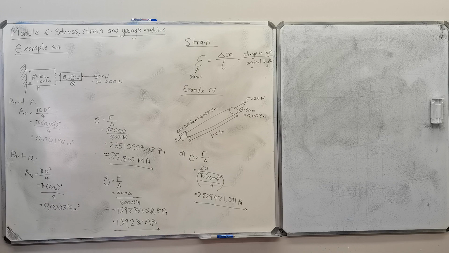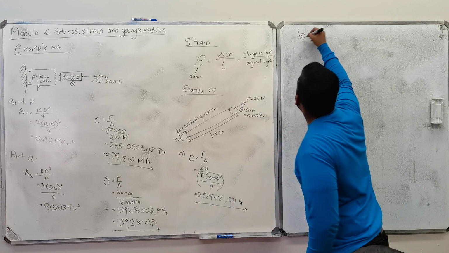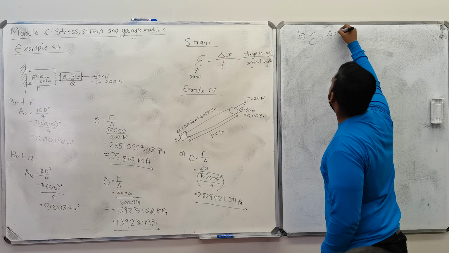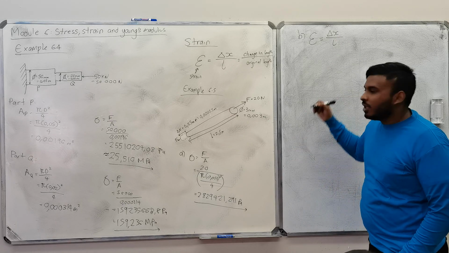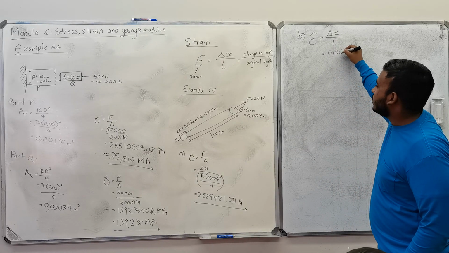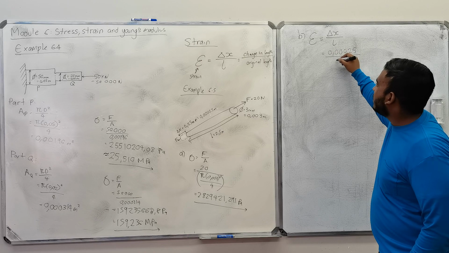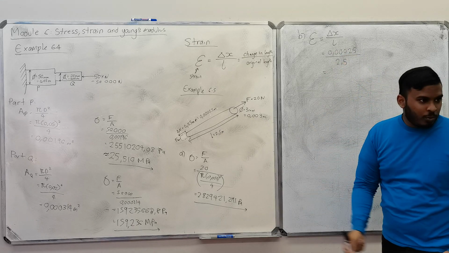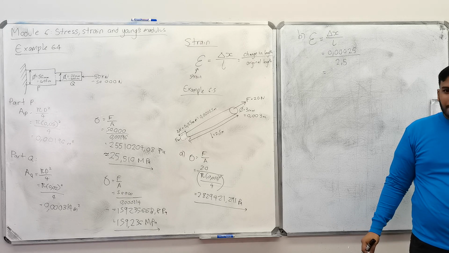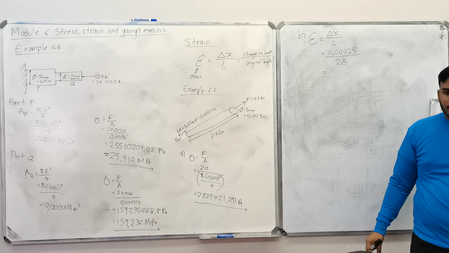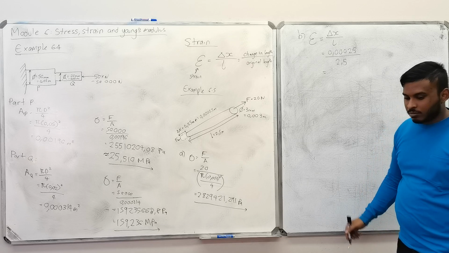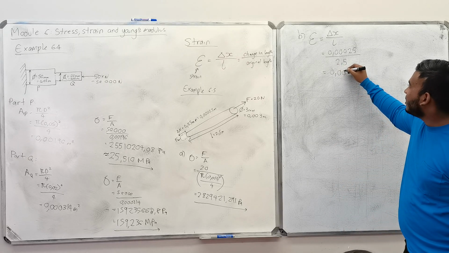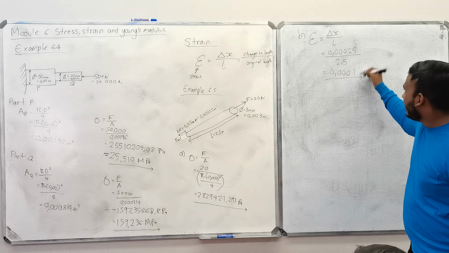That's stress. Then they ask you to calculate the strain in the wire. Now what's the formula for strain? The symbol for it is epsilon, equal to the change in length all over the original length. What's our change in length? 0.00025 all over the original length, which is 2.5. You get 0.0001. That's your answer.